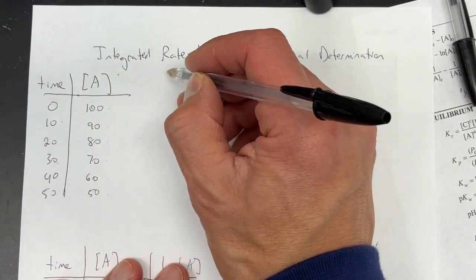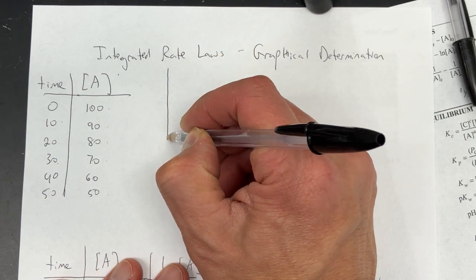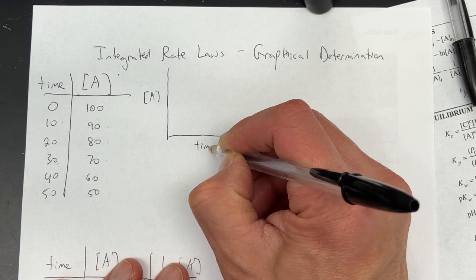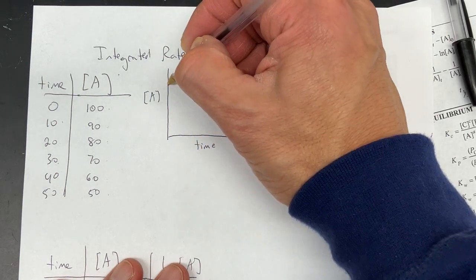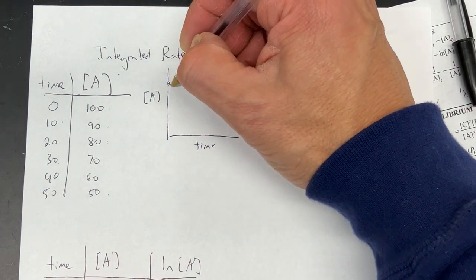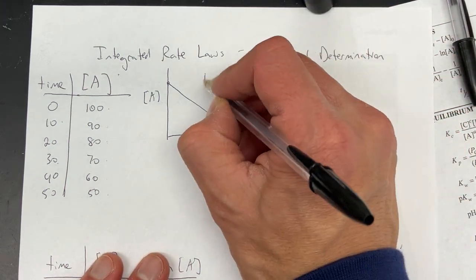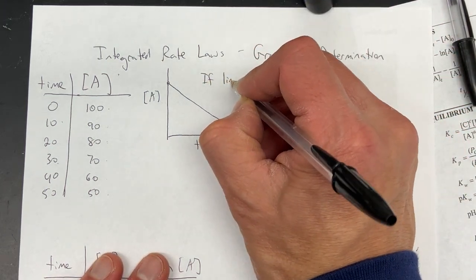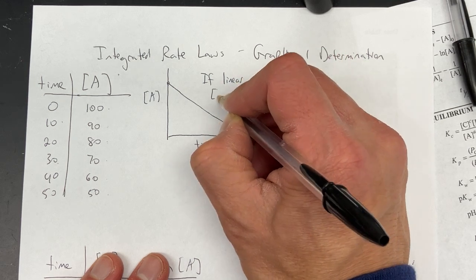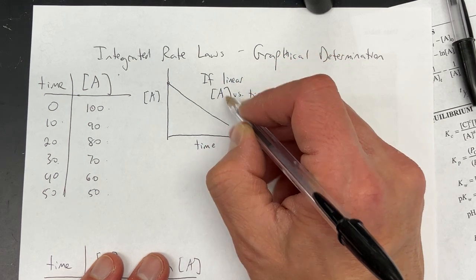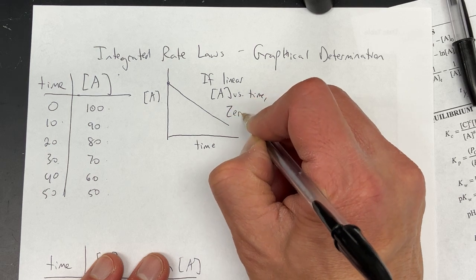How we show this on a graph is if I have a concentration of A versus time, it would be linear. So I would draw a line like that. And so if this is linear for A versus time, then it's zero order.